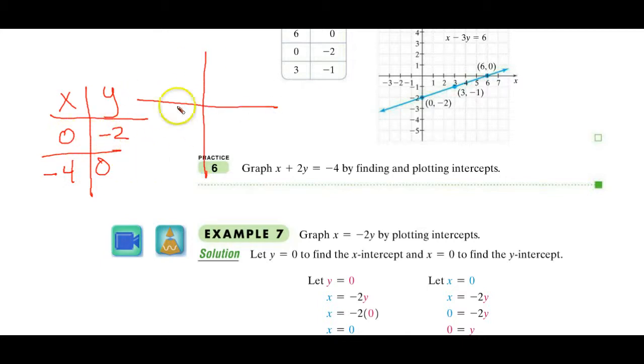So 0, -2, a dot right there. And then -4, 1, 2, 3, a dot right there. And I have my line tool, makes a nice line here. There you go. Okay?